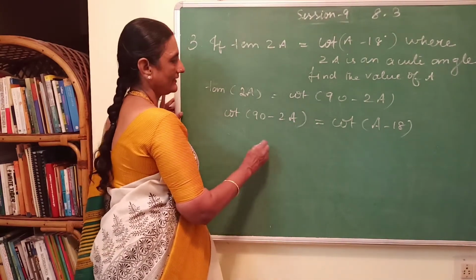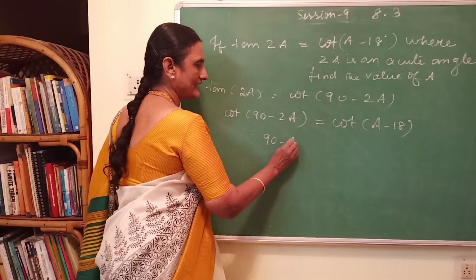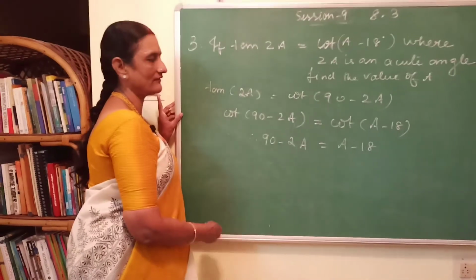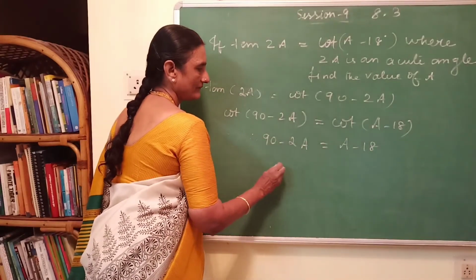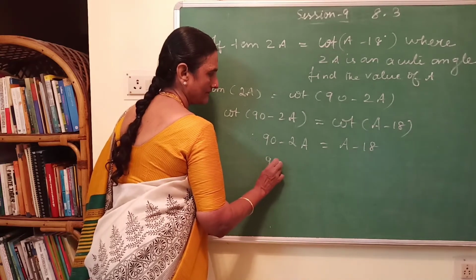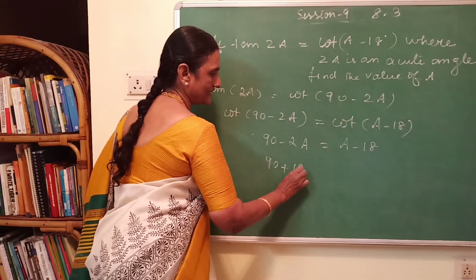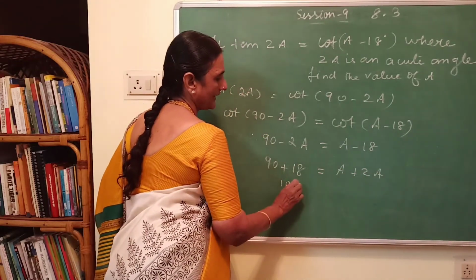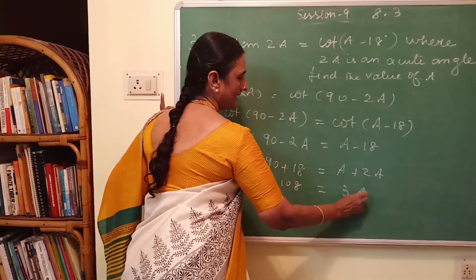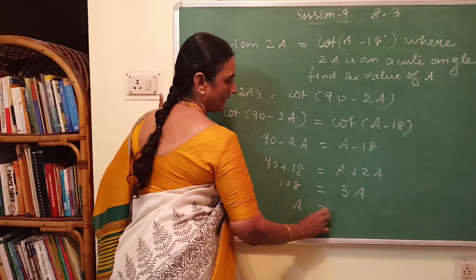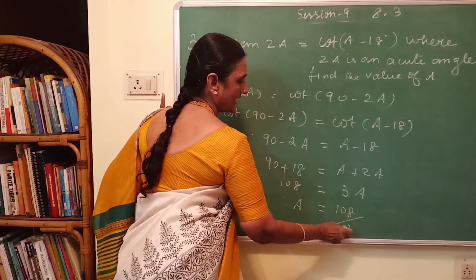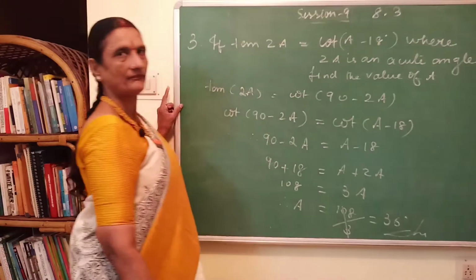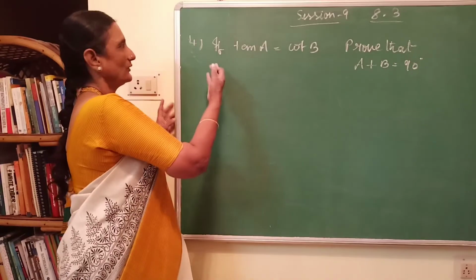So, simple logic. Therefore, 90 minus 2a is equal to a minus 18. We have to solve this equation. Here, you will bring that 18 here. 90 plus 18 gives you a plus 2a. 108 is equal to 3a. Therefore, a is equal to 108 by 3, giving you the answer 36 degrees. That is your answer.